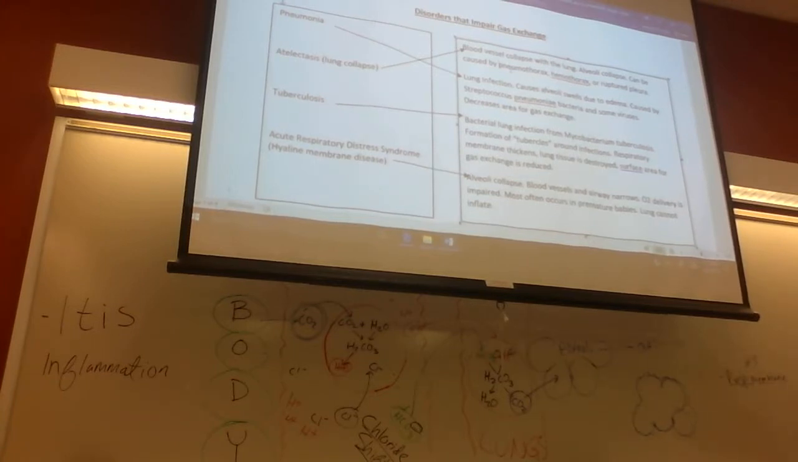TB, also known as tuberculosis, is a bacterial lung infection from Mycobacterium tuberculosis. So hint, hint, the bacteria is in the name of the disease, and the formation of tubercles around infections. The respiratory membrane thickens, lung tissue is destroyed, and surface area for gas exchange is reduced. Just like that.